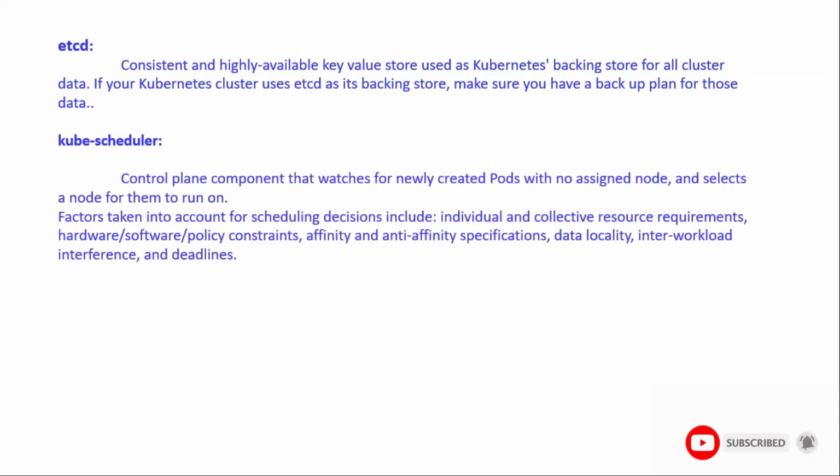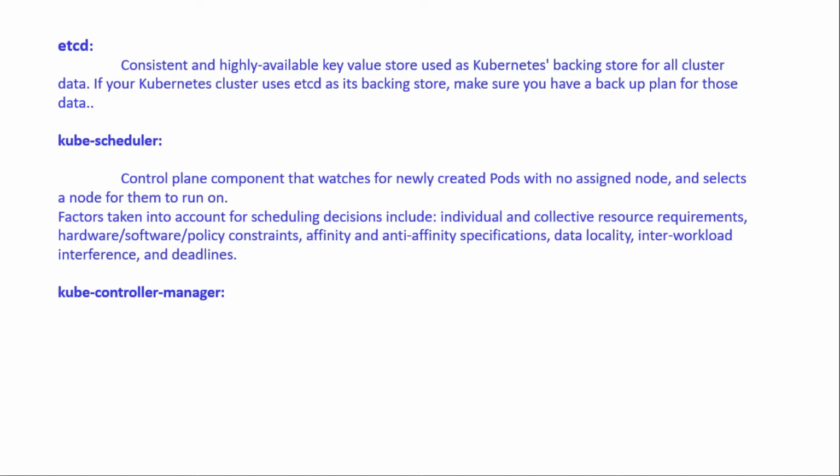Kube-scheduler, a control plane component that watches for newly created pods with no assigned node and selects a node for them to run on. Whenever you create a new pod, that will be managed and controlled by the kube-scheduler. Factors taken into account for scheduling decisions include individual and collective resource requirements, hardware, software, policy constraints, affinity and anti-affinity specifications, data locality, inter-workload interference, and deadlines. In this case, we use the kube-scheduler.